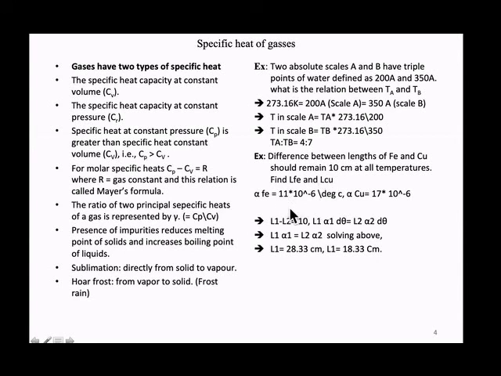That means we want L1 minus L2 to always be 10 centimeters, which is 0.1 meter. Alpha of copper and alpha of iron are given. Then L1 alpha 1 d theta is equal to L2 alpha 2 d theta, so that their expansions remain the same to maintain the difference of 10 centimeters. So when d theta is cancelled, L1 alpha 1 is equal to L2 alpha 2.